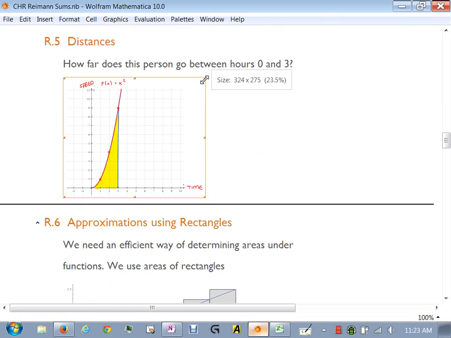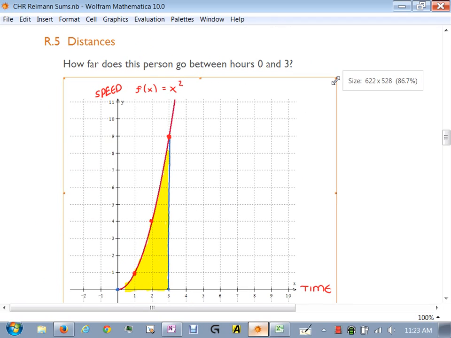But how about this one? How far does this person go between hours 0 and 3? So now what we have is a curve, right? The function is x squared. So I'm telling you what this curve is, and we want to go between 0 and 3.